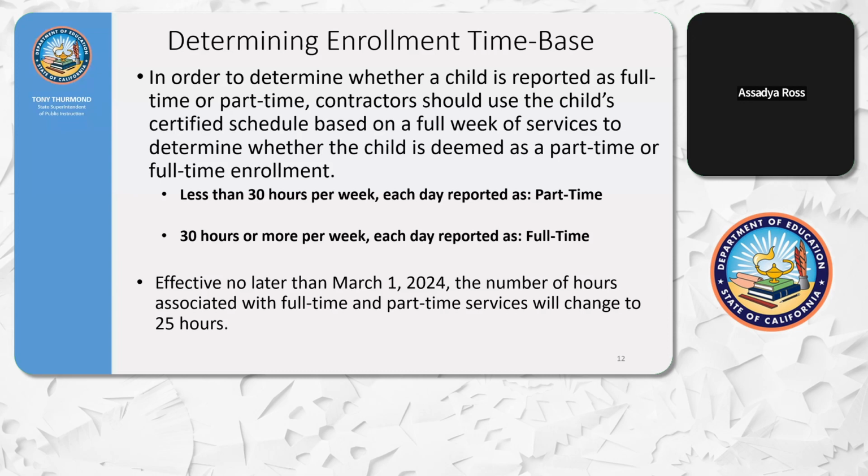Now we're going to look at how to determine enrollment time base. In order to determine whether a child is reported as full-time or part-time, contractors should use the child certified schedule based on a full week of services to determine whether the child is deemed as part-time or full-time enrollment. Currently, less than 30 hours per week each day will be reported as part-time. If it is 30 hours or more in the week, then each day will be reported as full-time.